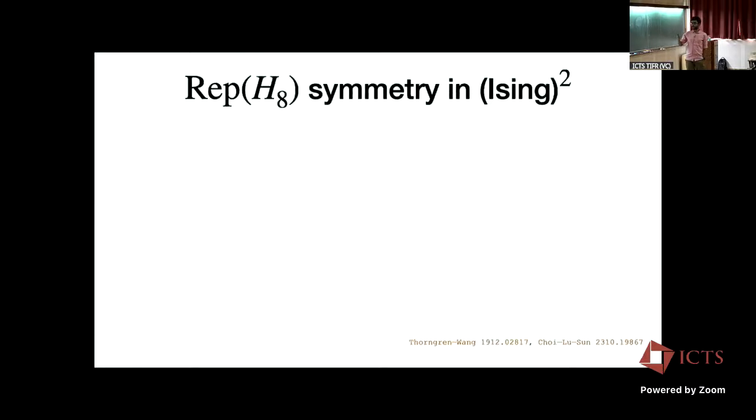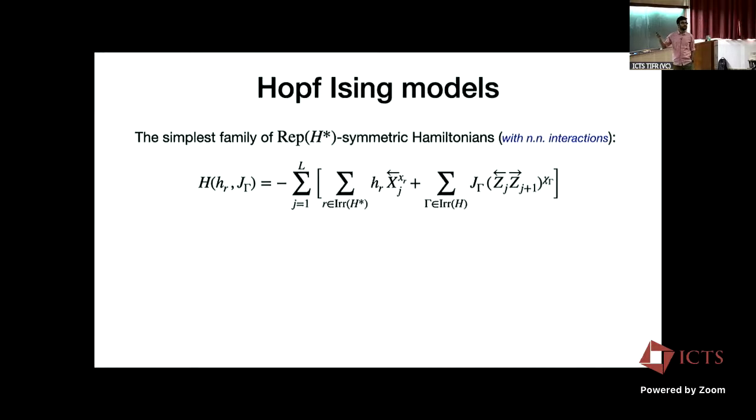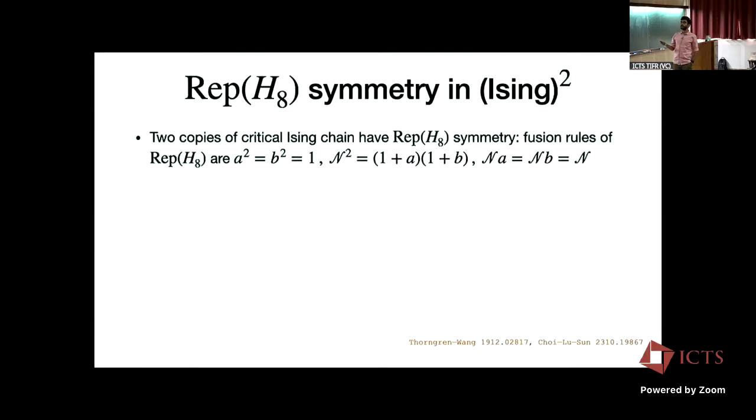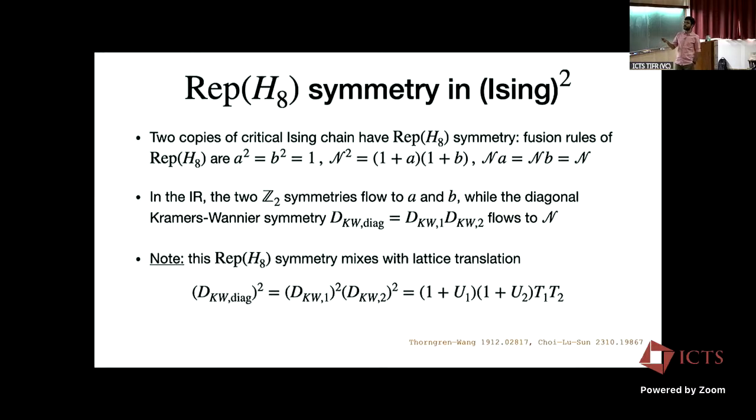So where do these things come up? I've been constructing all these contrived looking examples so far, but do these appear in simpler models? Indeed they do. So for instance, rep H8 is a Hopf algebra. It appears in two copies of Ising. So essentially the construction of this non-invertible symmetry there is coming from two Kramers-Wannier. So you have two critical Ising chains. You take the Kramers-Wannier operator for each, multiply them. That operator generates for you the rep H8 symmetry, which as a fusion category, looks like this. This is the fusion rules, but on the lattice, it mixes with translation. So the contrast between this and what we just discussed is that if you had H8 Hilbert spaces, I can construct for you a rep H8 symmetry, which doesn't mix with translation.